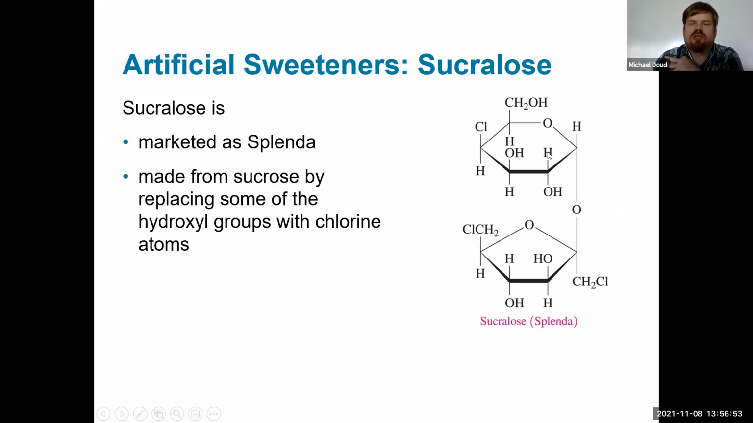So sucralose is what's known as Splenda, and it looks like a sucrose molecule, with the exception that some of the hydroxyl groups have been replaced with chlorines. So you see there should be an alcohol here. Well, that's been replaced with a chlorine. Should be an alcohol over here. That's a chlorine, and another alcohol replaced by a chlorine up here. So again, the shape is very similar. So our tongues are fooled, yet our body can't process it, so the energy of the bonds isn't going to be harvested.